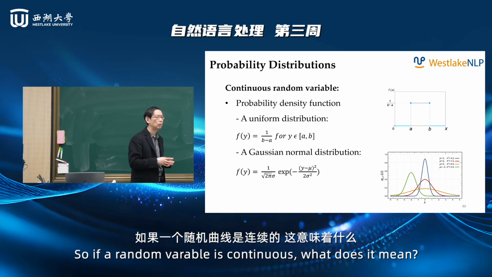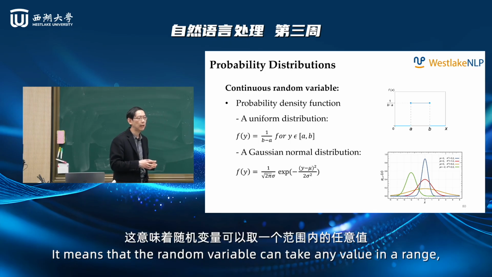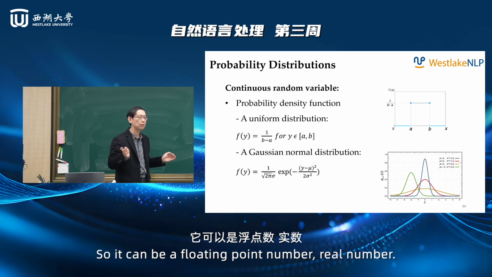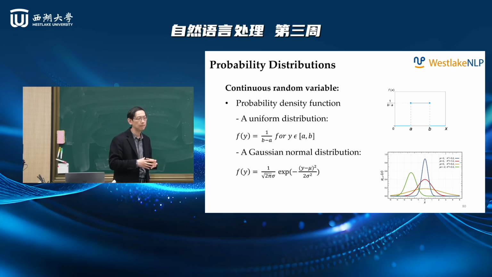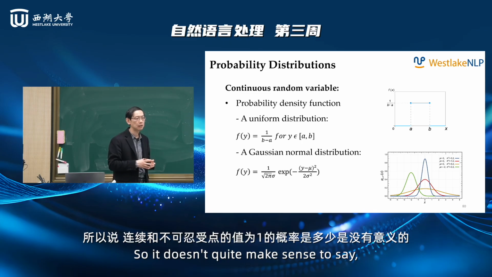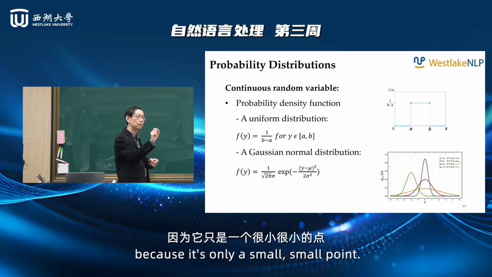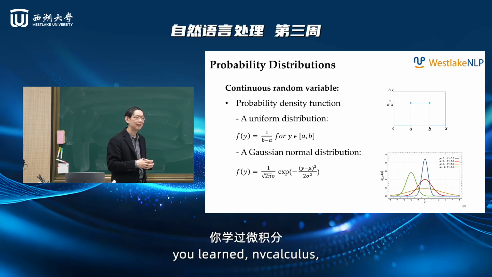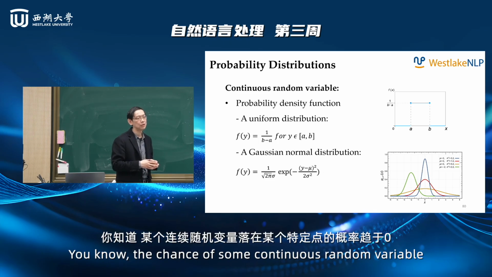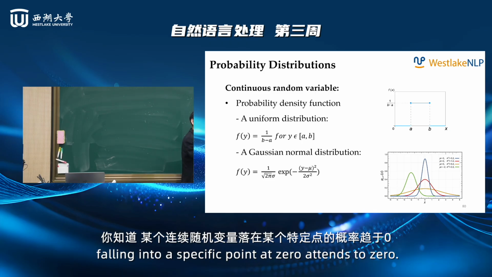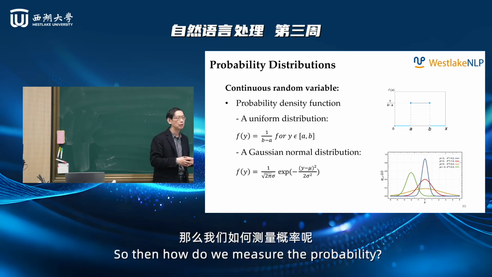So if a random variable is continuous, what does it mean? It means that the random variable can take any value in a range. So it can be a floating point number, a real number. It doesn't quite make sense to ask the probability of my continuous random variable having the value 1, because it's only a small point. You learned calculus: the chance of a continuous random variable falling onto a specific point is 0. It tends to 0. So then how do we measure the probability?